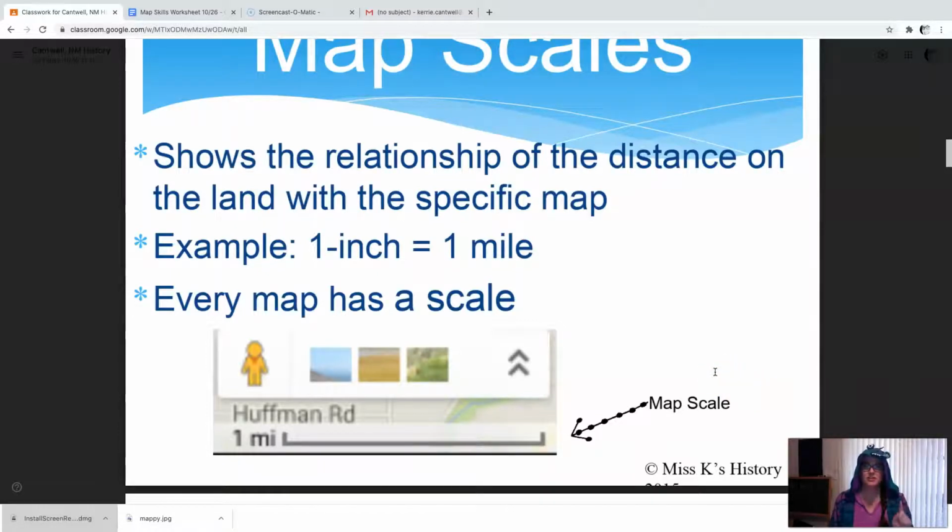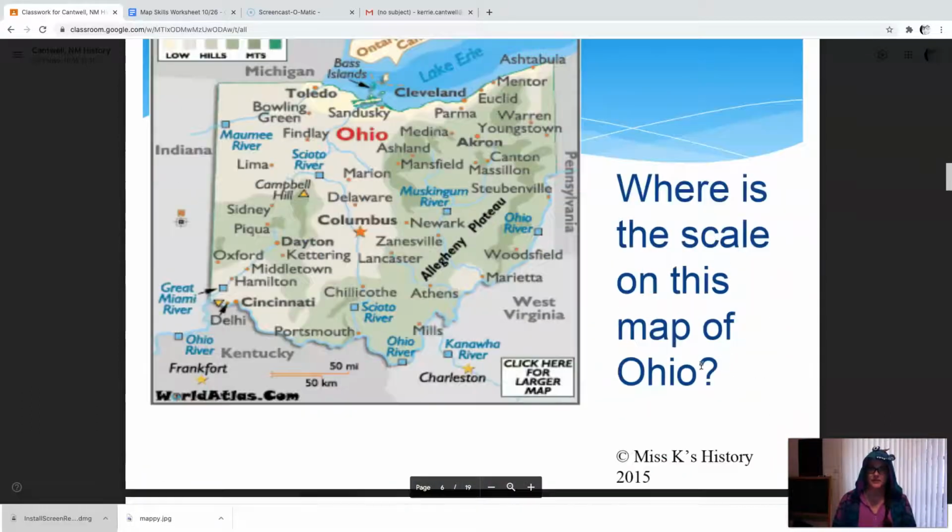1 inch equals 1 mile. I don't know if you guys know this trick, but at the end of your thumb, where that first line is, that's about an inch long. So if you're reading a map, you can hold your thumb up to it and say, okay, this is about 1 inch, which equals 1 mile. Okay, so that's how you can measure on a map, by using your thumb.